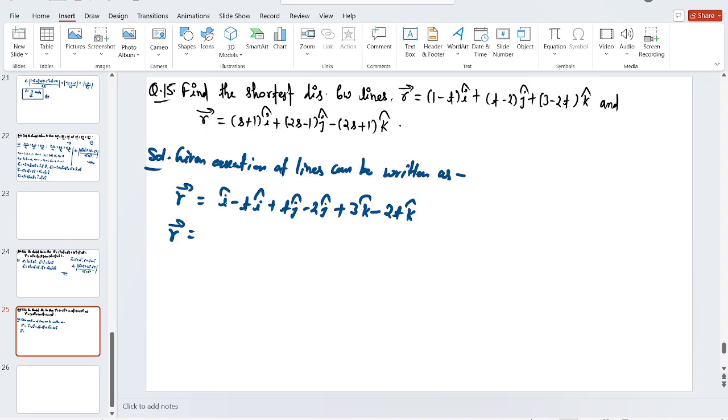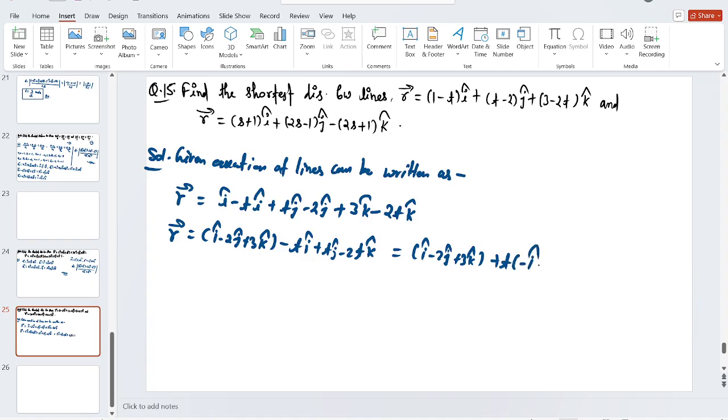taking the terms without t together: i cap minus 2j cap plus 3k cap. And the terms with t in common: minus t i cap, plus t j cap, and minus 2t k cap. So solving it, you get i cap minus 2j cap plus 3k cap, and with t common, minus i cap plus j cap minus 2k cap.